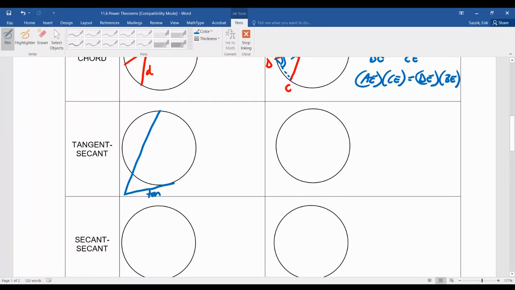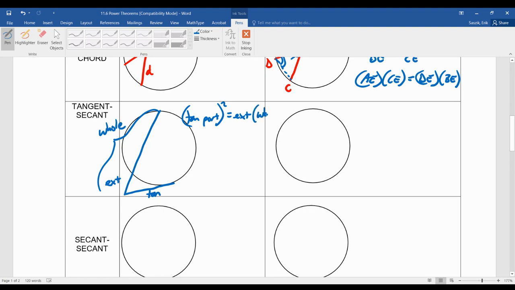So that's the tangent. Now, this secant has what I call the external part right here, and then this whole thing. And again, I'm going to give you the power theorem, and then we'll prove it. What the power theorem states is that the tangent part squared equals the external part of the secant times the whole secant.